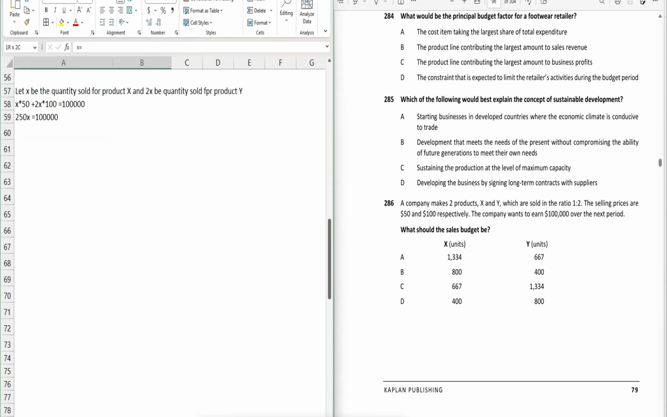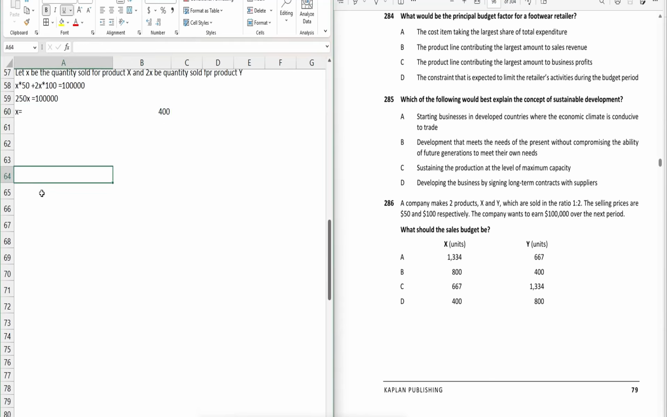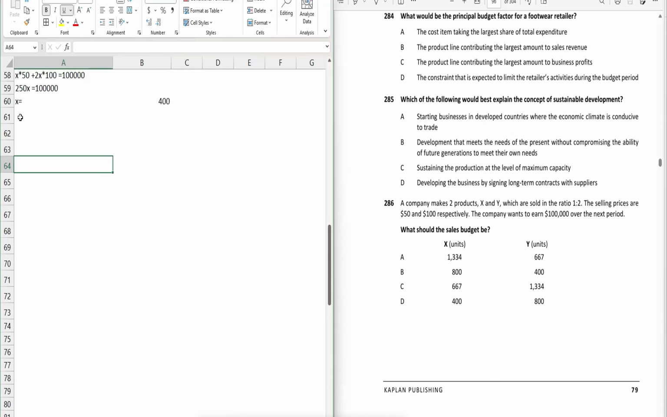Okay, and how can you solve? It's very basic math you might have learned during your school time. Simply divide 100,000 by 250 and we get x equal to 400. And this X is the product X.